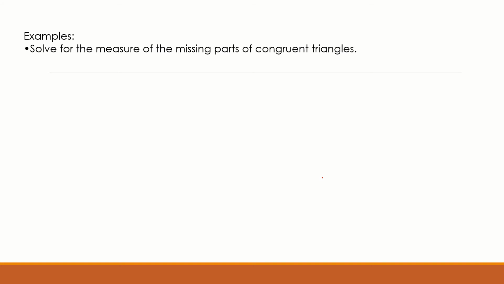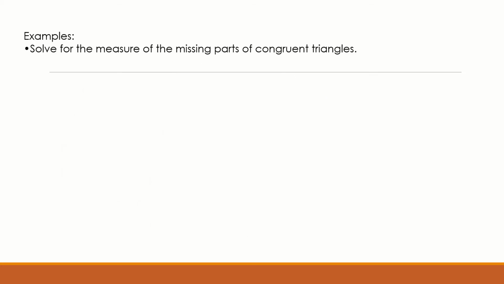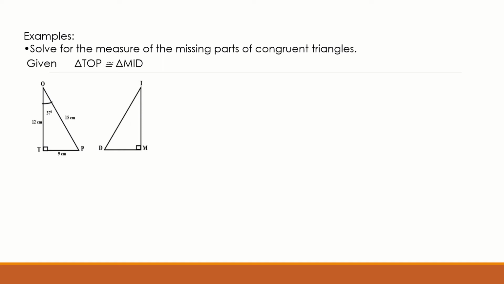Okay. So, let us have some examples. We're going to use the CPCTC concept to solve for the unknown parts of congruent triangles. So, let's have this example. We have the given triangle TOP is congruent to triangle MID.